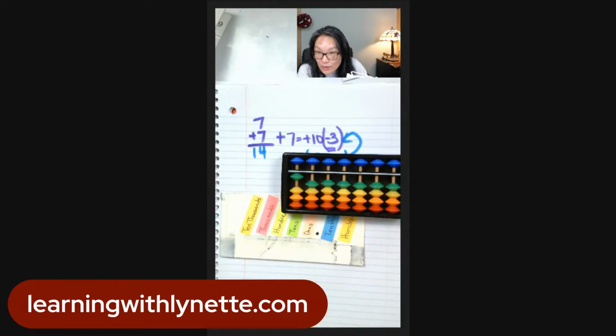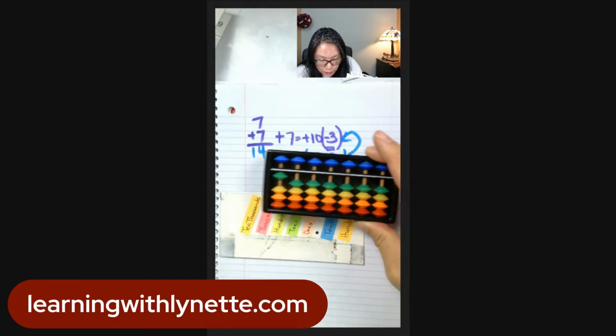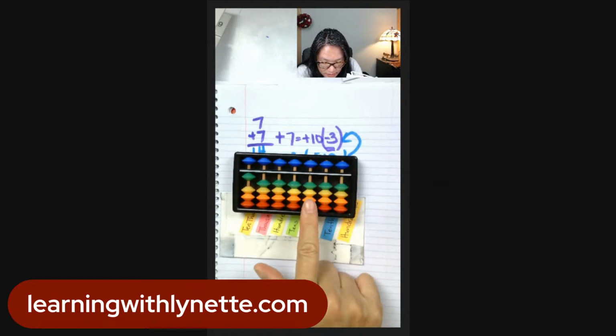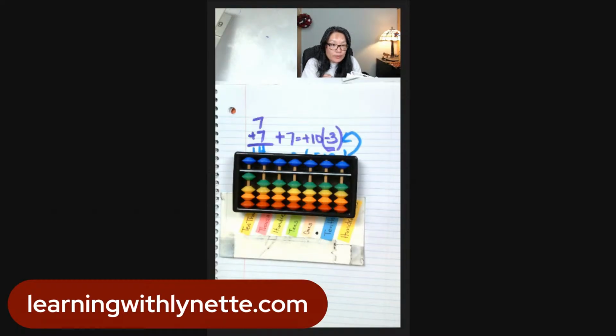So if you notice, that's why I chose this one over here. Because I chose this one, I will move everything over, and it'll be my ones, my tens, my hundreds, my thousands, and my 10,000. That's what I'm doing. Make sense? So what we're doing is the place value.